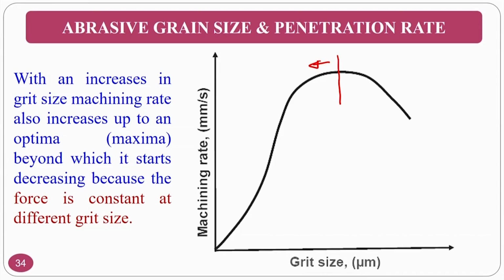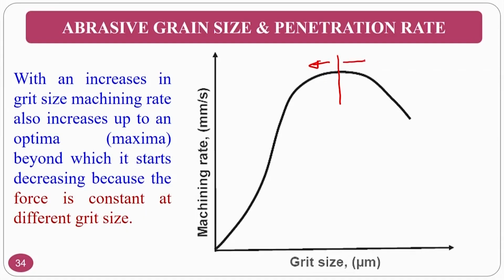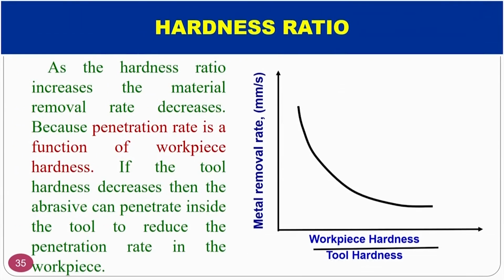Your force is constant because your amplitude is constant. At the same time, if you use bigger size particles, hammering action will take place, and because of the hammering, what will happen? Your abrasive particles may also break, because abrasive particles are brittle in nature. That is why you will get a decrement of material removal also in the second region.